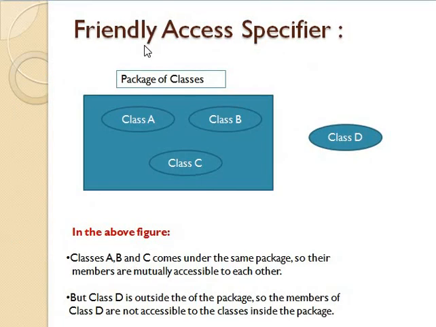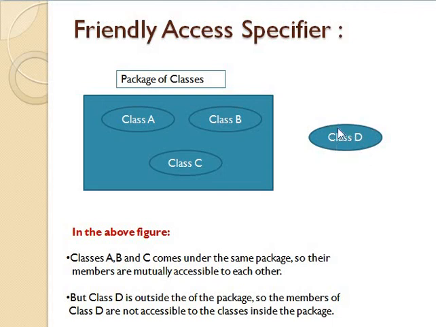Then I have also explained about the friendly access specifier. Now look at these classes, class A, class B and class C. They fall under the same package, and since these classes fall under the same package, their members are mutually accessible to each other. That means the members of the classes A, B and C shall be mutually accessible to each other.